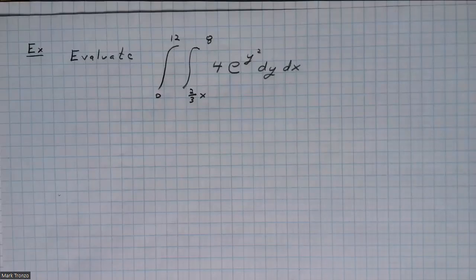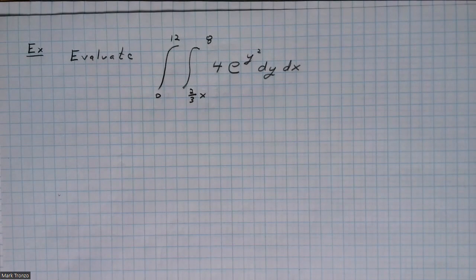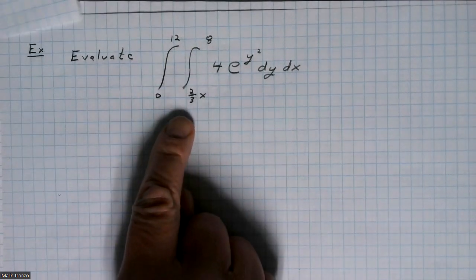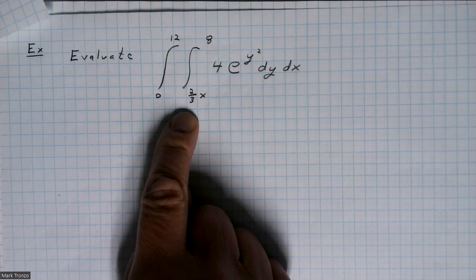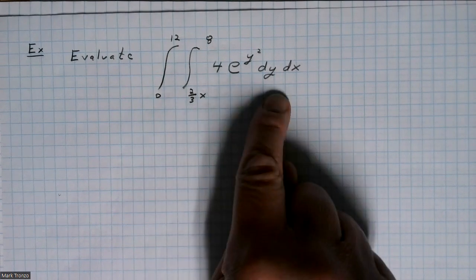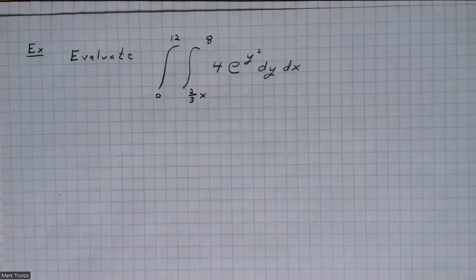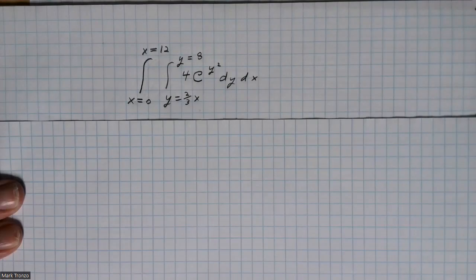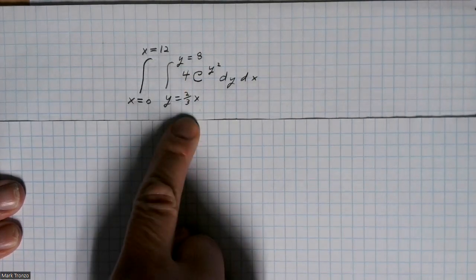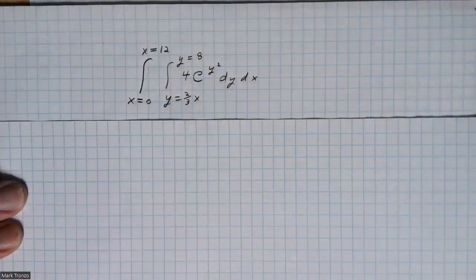The first thing we can do is get an idea of what our original integral looked like. First of all, say to yourself, what does this mean? This means y equals 2/3 x to y equals 8, because we know the inner integral is y. Then the outer one is x equals 0 to x equals 12. I just wrote those in here to make that clear.